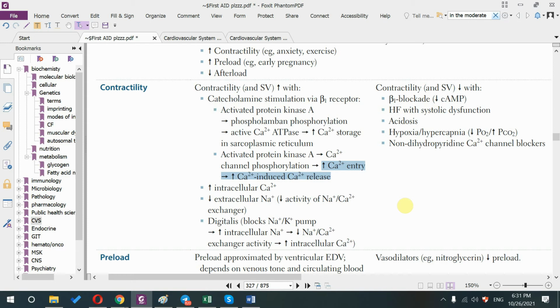From the storage. And where did we store the calcium? Remember? Correct, the sarcoplasmic reticulum. With the help of whom? Phospholamban. And how does phospholamban store the calcium in the first place? With the help of protein kinase A.